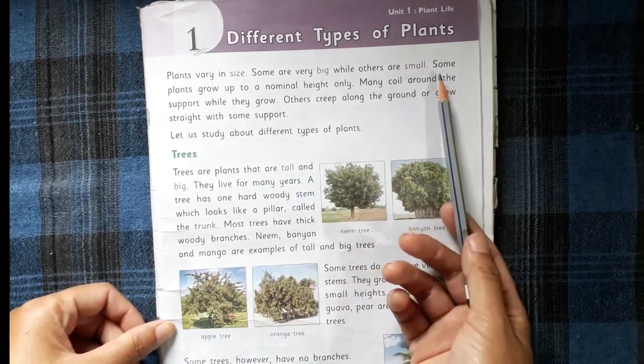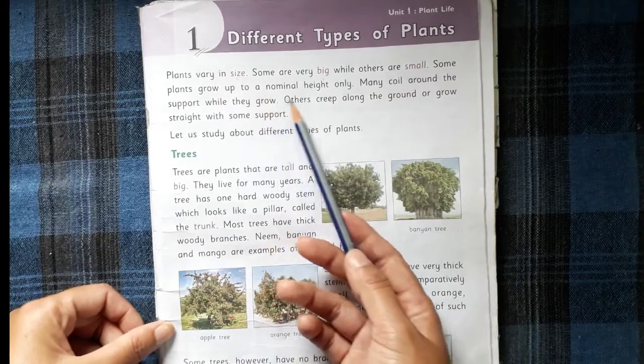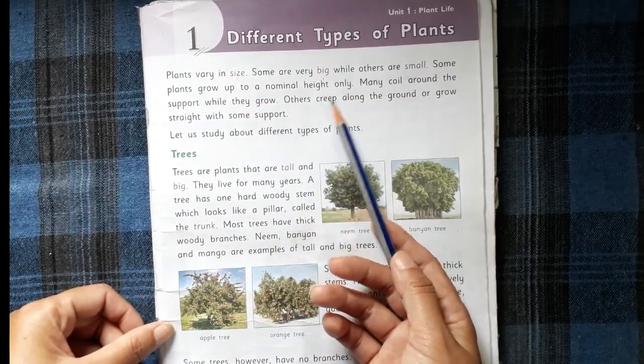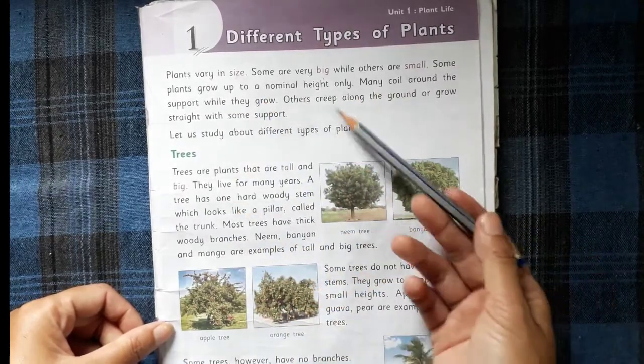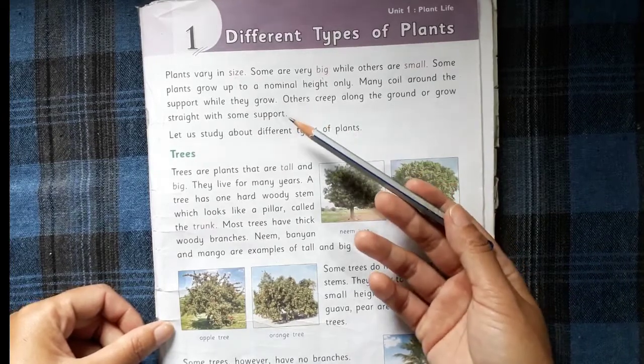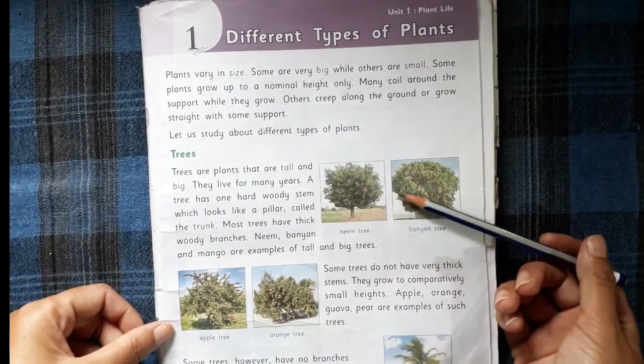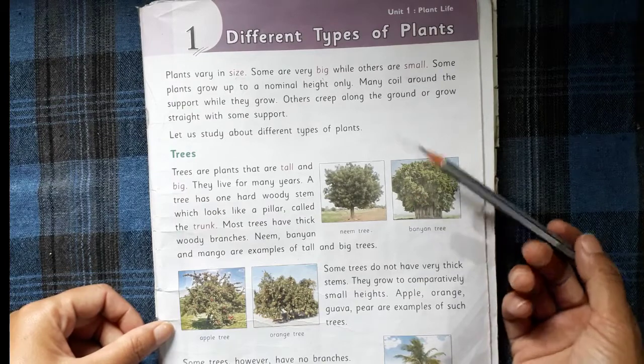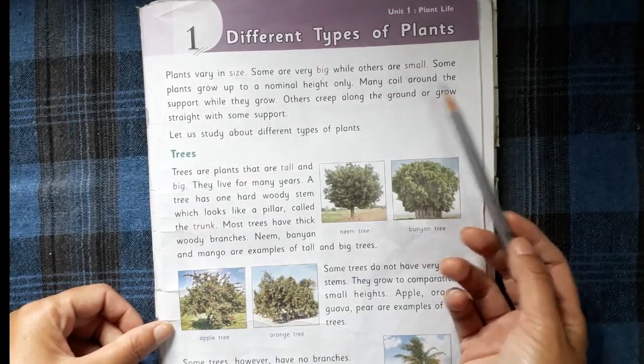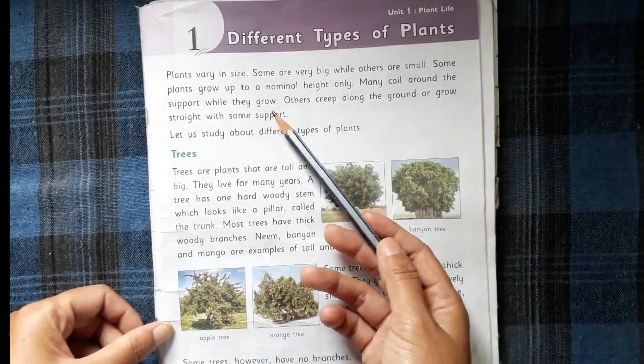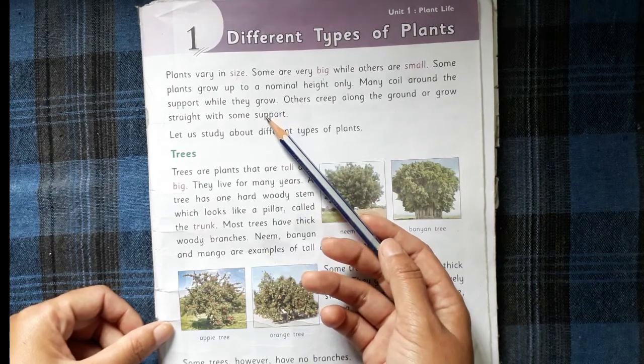Okay. Some plants grow up to a nominal height only. Some plants grow up to a small height. Nominal height means small height. They don't grow tall and big like neem and banyan trees. Many coil around the support while they grow. Many plants coil around the support.